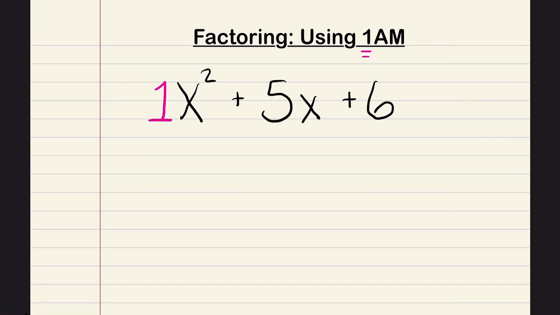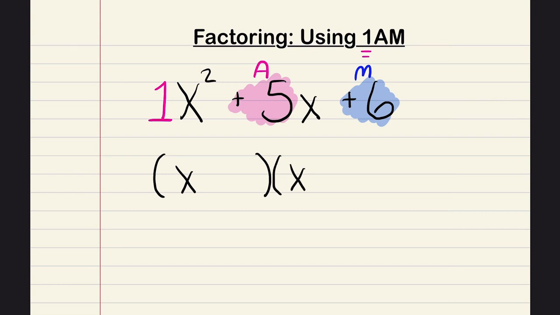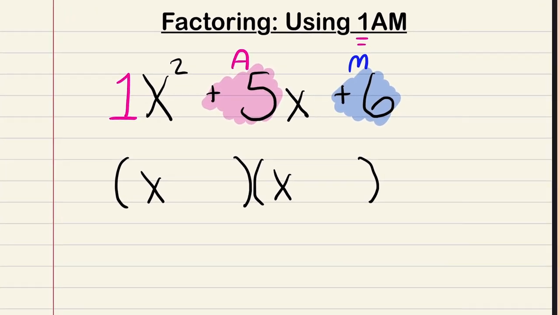If there's a 1 in front of the x squared, we know that the two numbers in our factor are going to add to a positive 5 in this case and multiply to a positive 6. So that's where the 1am comes from: 1, add, multiply. To start off my factor, it'll always be the same as long as it's x. They'll both start with x, so I'm going to throw an x in each parentheses. Obviously, if our letter changes, we would change that letter as well. But as long as there's a 1 in front of the x squared, our factors will start in this manner.